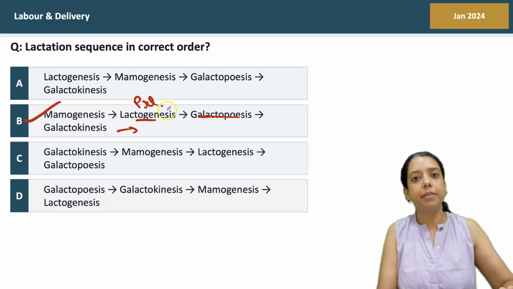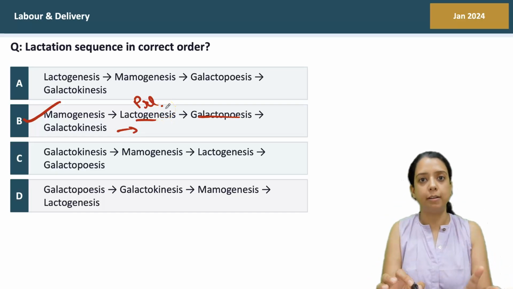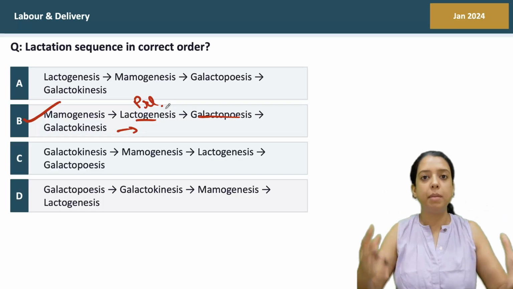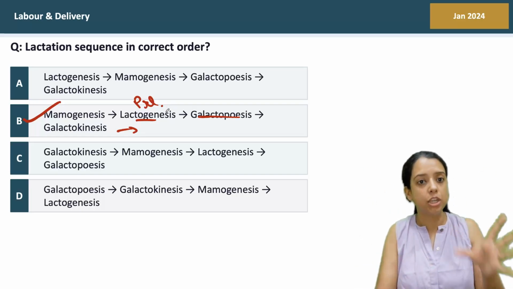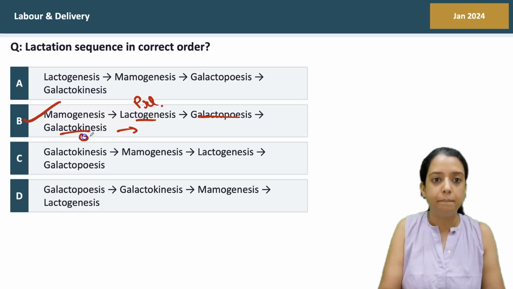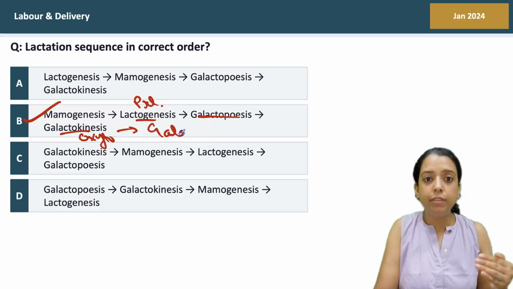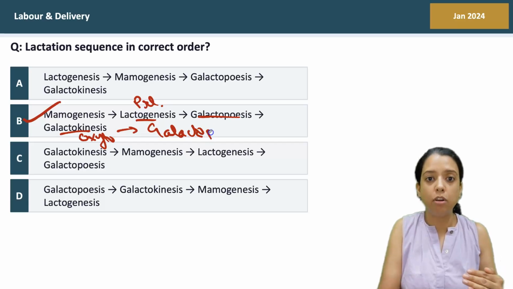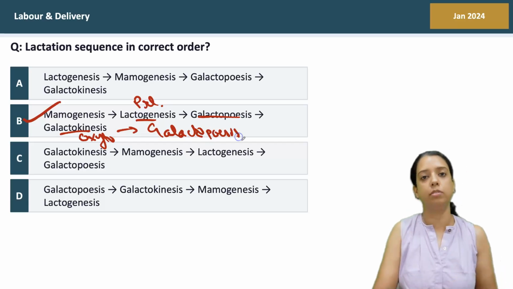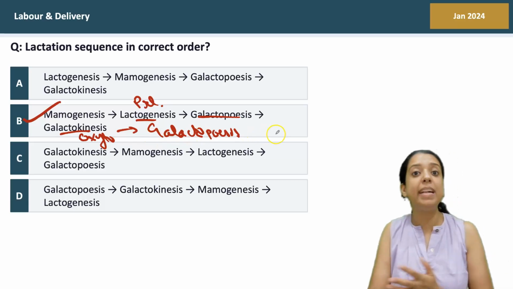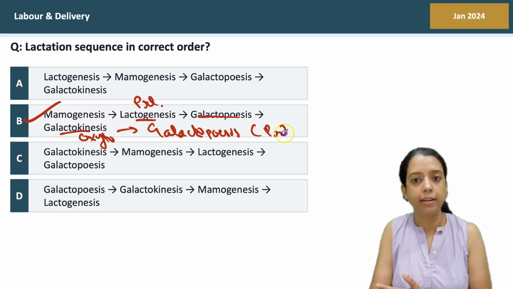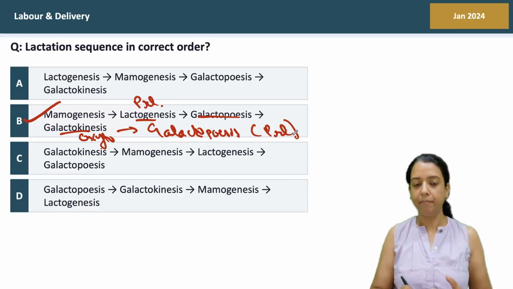Once the baby is delivered, milk ejection starts. By hearing the voice of the baby, touching the baby, milk ejection starts, that is galactokinesis, because of oxytocin. And maintenance of this process is galactopoiesis. Galactopoiesis is maintaining lactation due to prolactin. Okay?